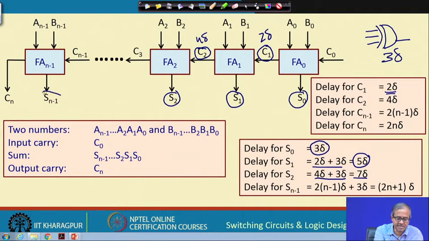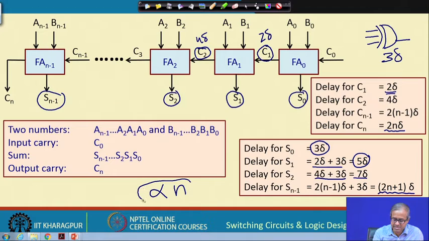So, finally, for Sn minus 1, if you just expand this, it will be twice n minus 1 delta plus 3 delta, which is 2 n plus 1 delta. So, you see the delay of the carry is 2 n delta, delay of the sum is a little more, 2 n delta plus another delta. So, one characteristic of this kind of ripple carry adder is that the total delay is proportional to the number of bits, you see 2 n delta, 2 n plus 1 delta, something like that.